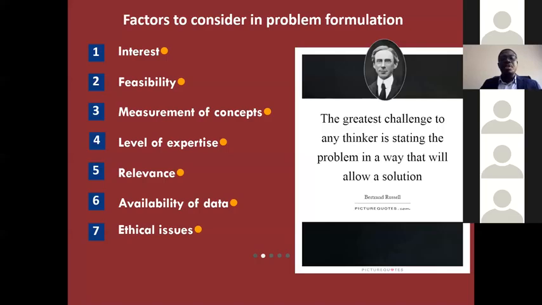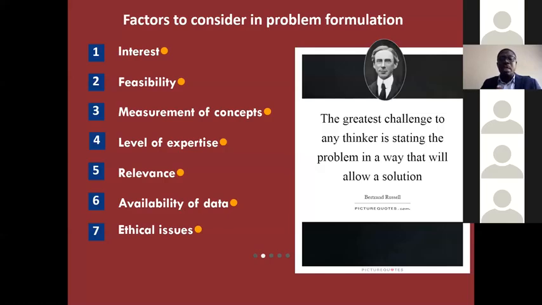The other issue is relevance. How relevant is the topic? I mean, within the literature, the body of knowledge in that particular area, is it a subject that is of relevance? Is it going to add to the existing stock of knowledge? Does it have any scientific relevance? You have to consider that as well.